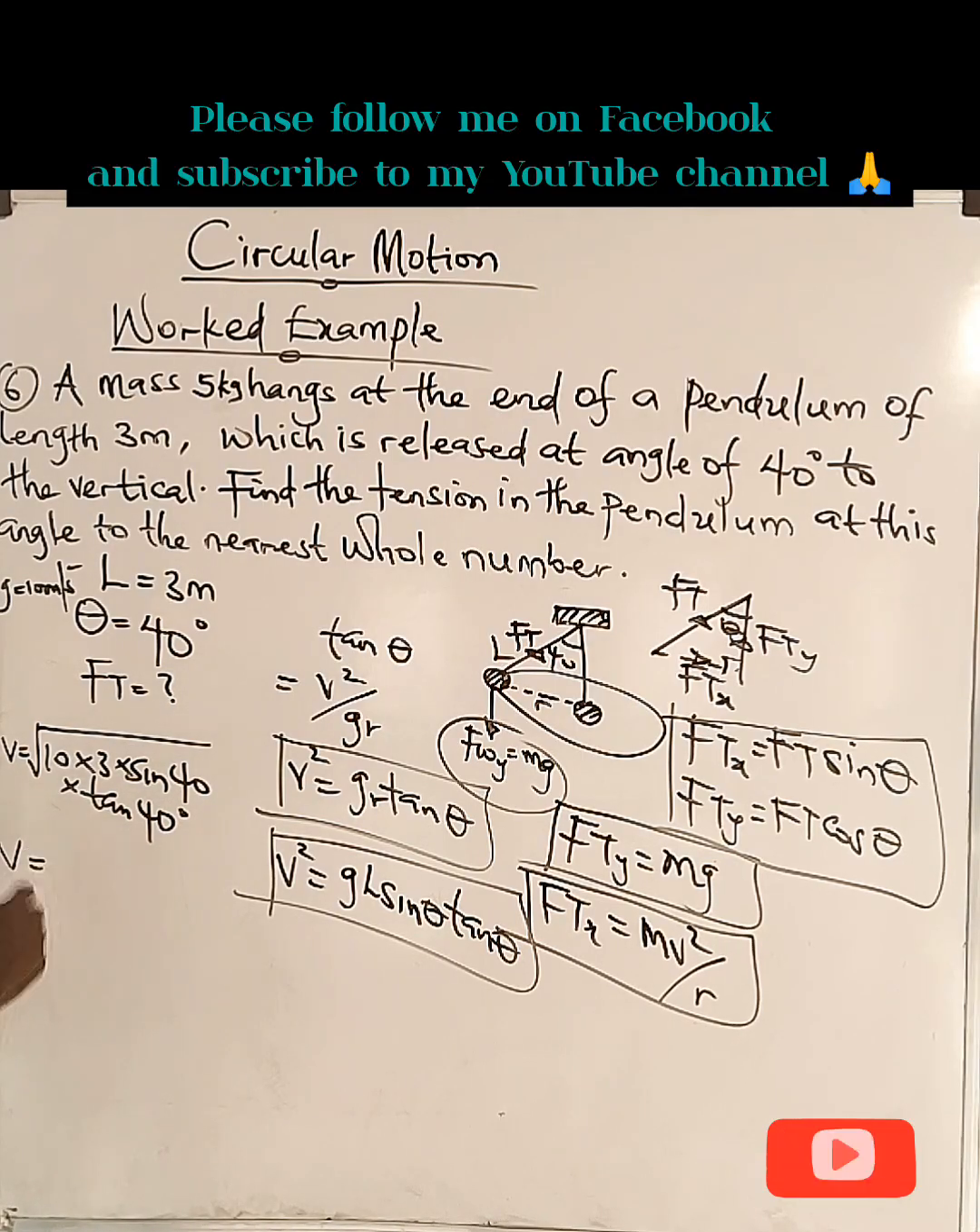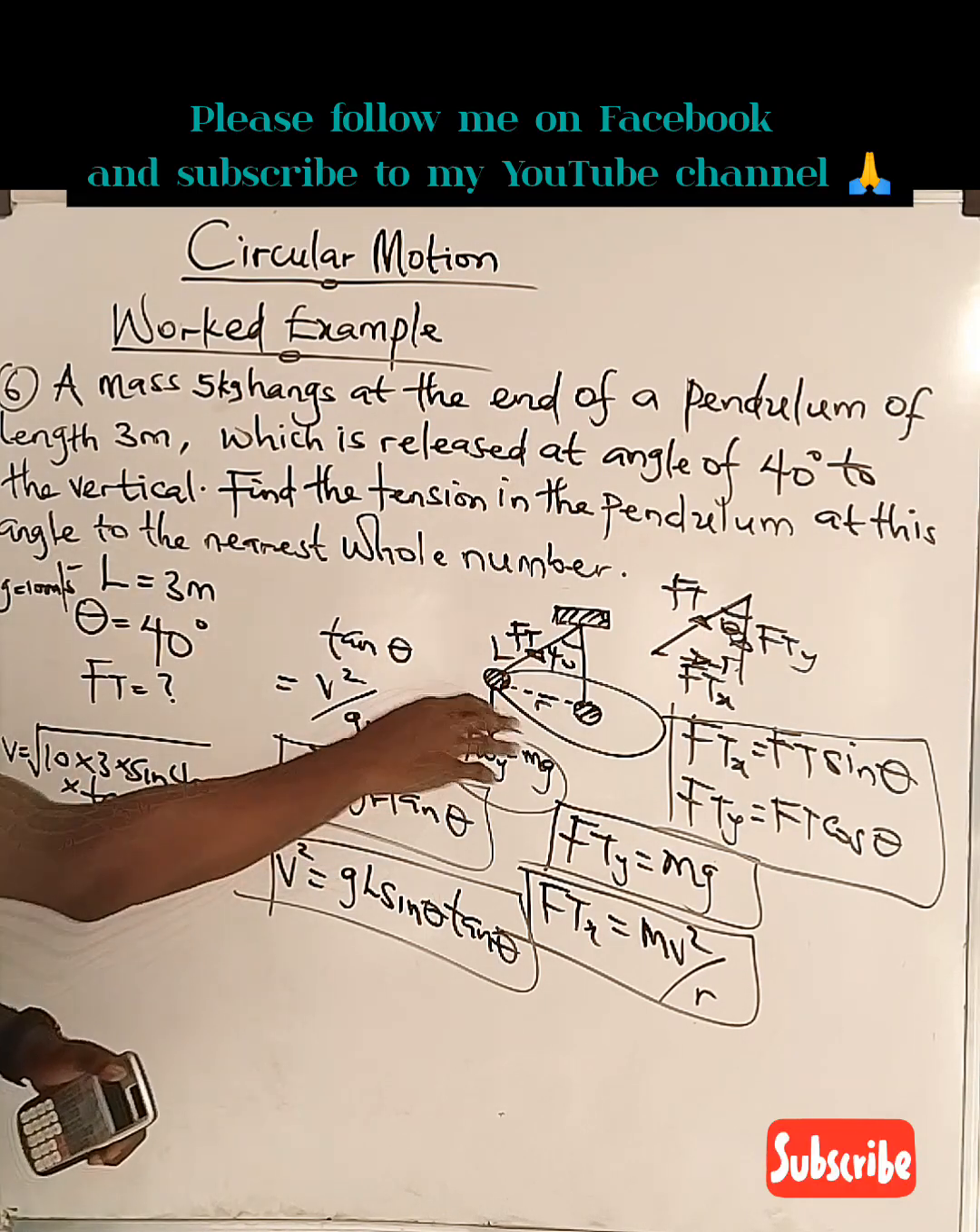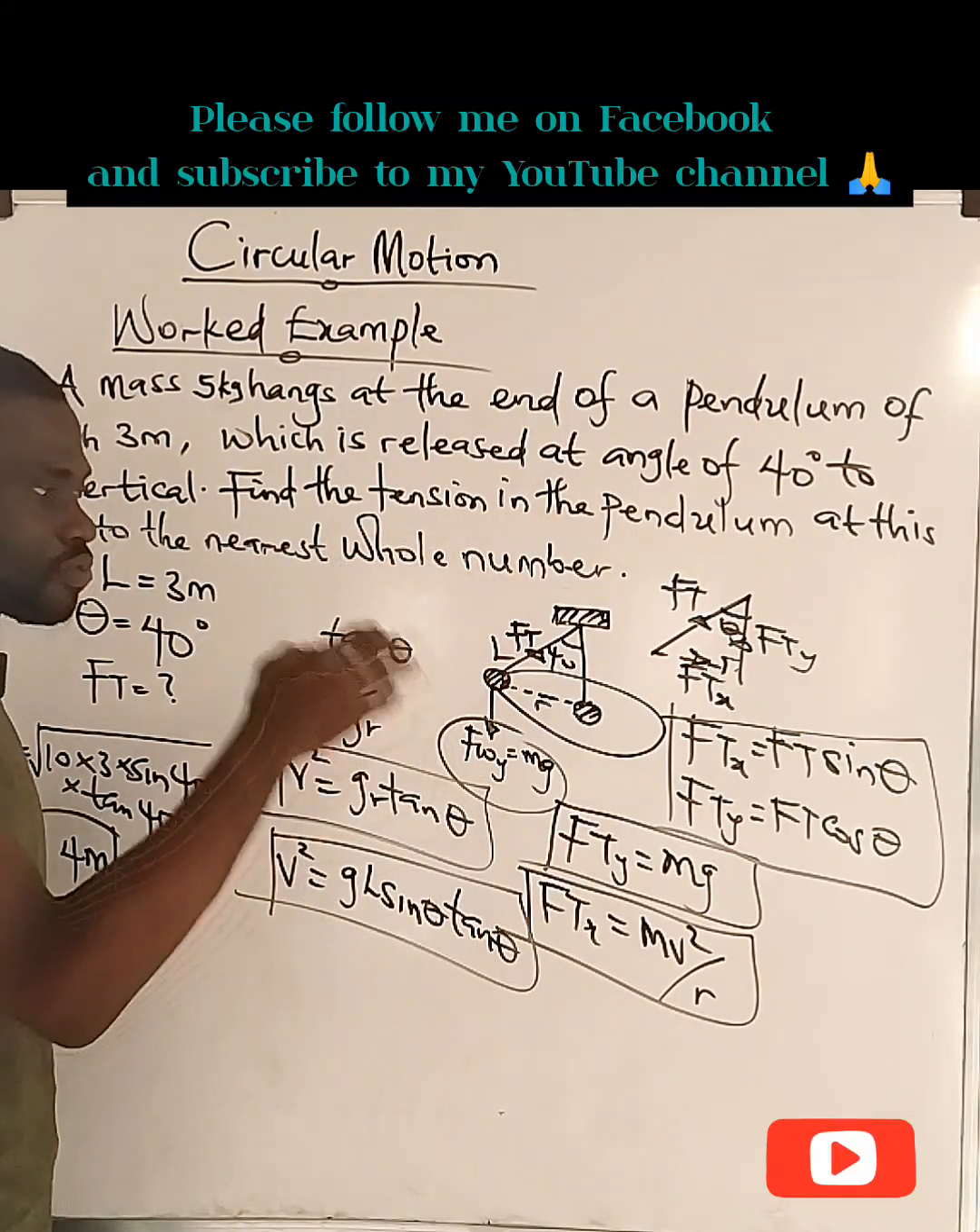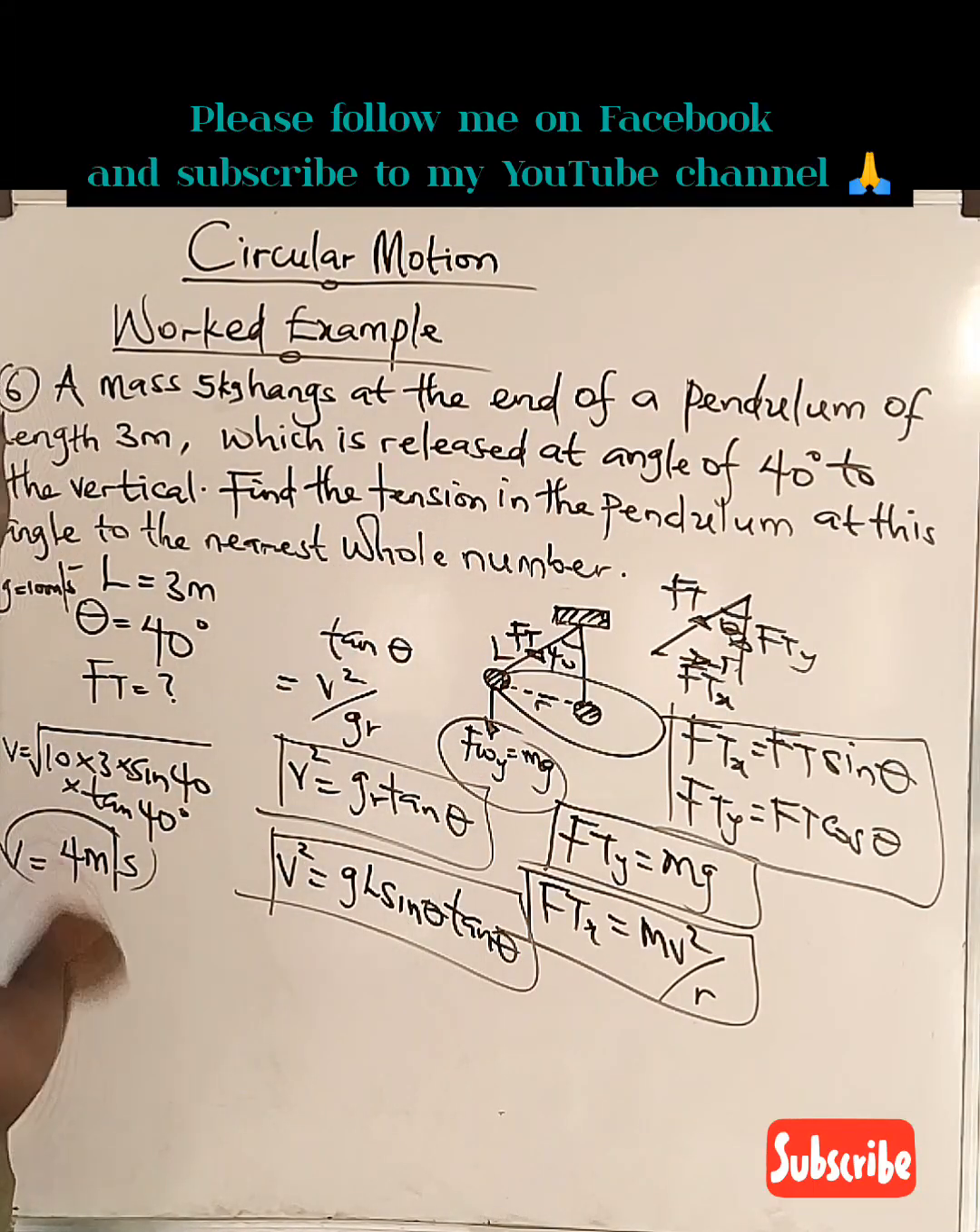So velocity is equal to, quickly, we're going to use our calculator to solve this. Gravity times length, the length is 3, times sine theta times tan theta. Let's quickly do that with our calculator. The square root of 10 times 3 times sine 40 times tan 40 degrees will give us 4. So the velocity is 4 meters per second. This pendulum moved with a speed of 4 meters per second. This velocity is a linear velocity.